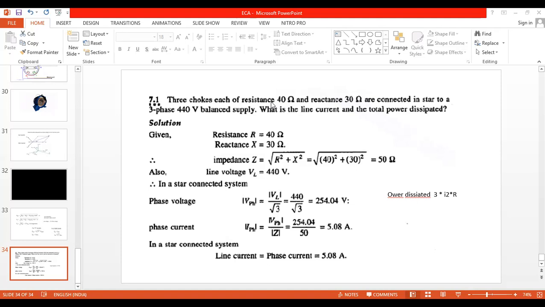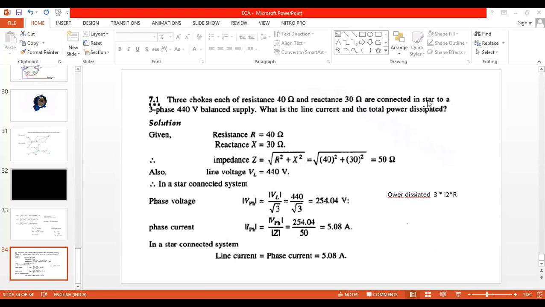So in any problem, we can have resistance, how much? 40 ohms. And reactance, represented by the letter X, is 30 ohms, connected in which connection? Anyone read this out, please. It is series, parallel, delta or star. They will give the word star. We have to search for this word star in the problem.